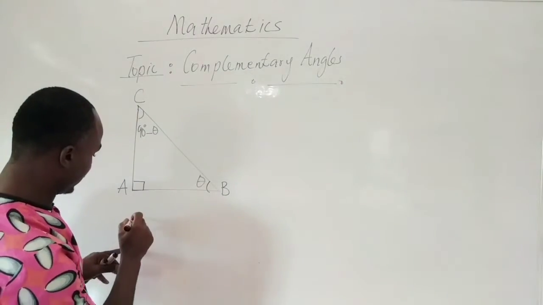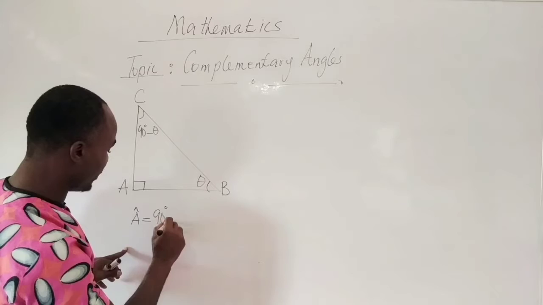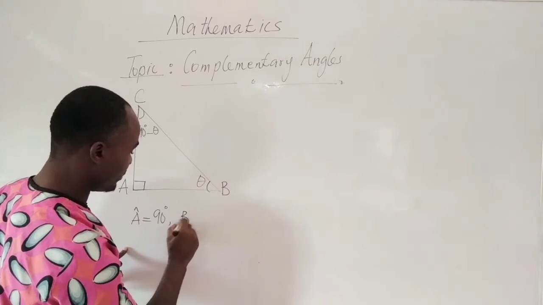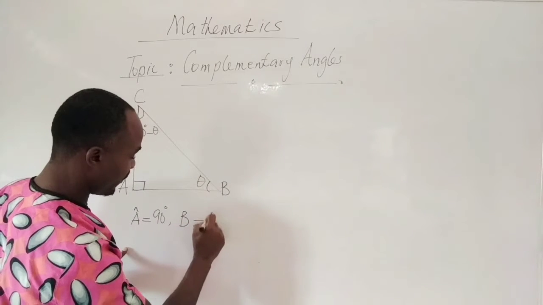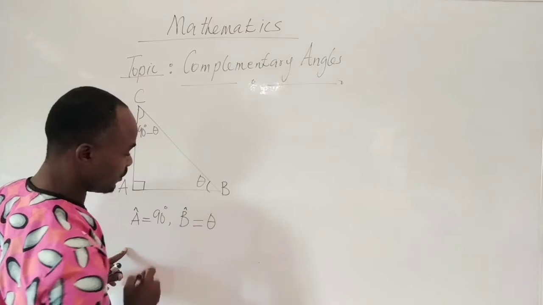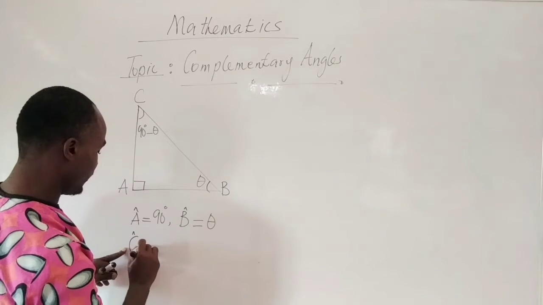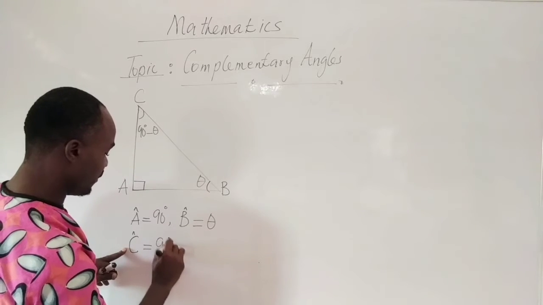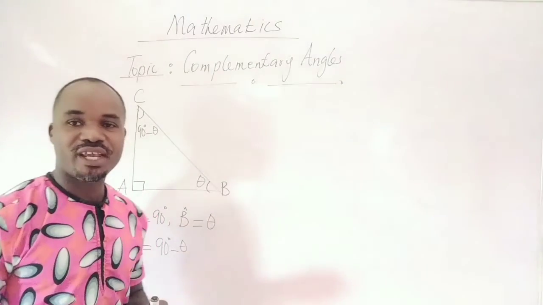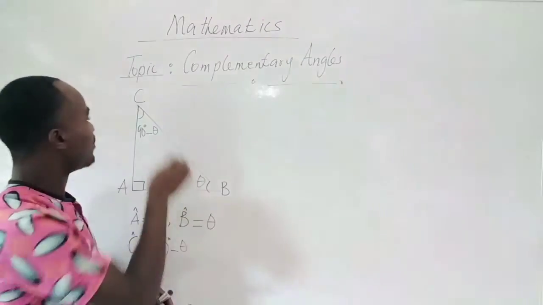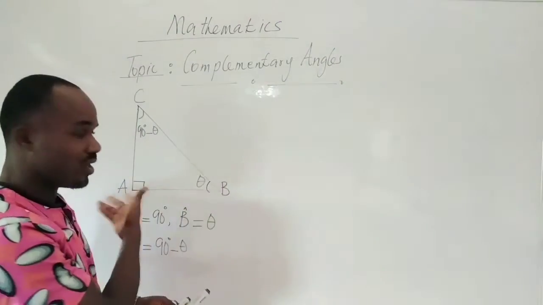So what it means is that angle A is equal to 90 degrees, angle B is equal to theta, and angle C is equal to 90 degrees minus theta. Then the question here is, why should angle C have a different description from these ones?